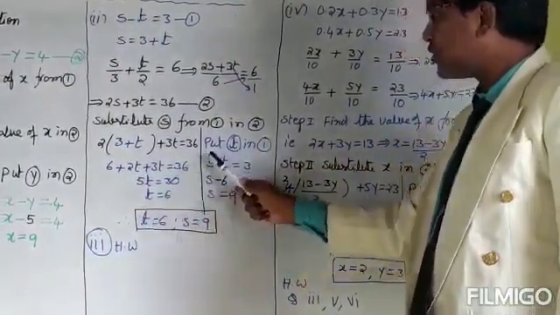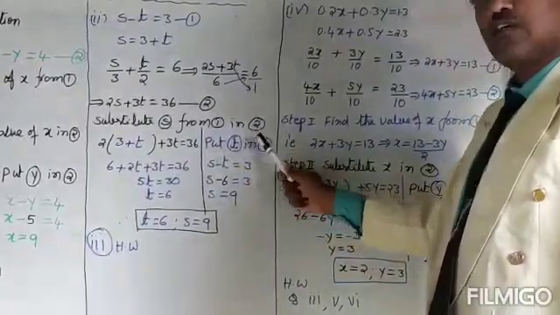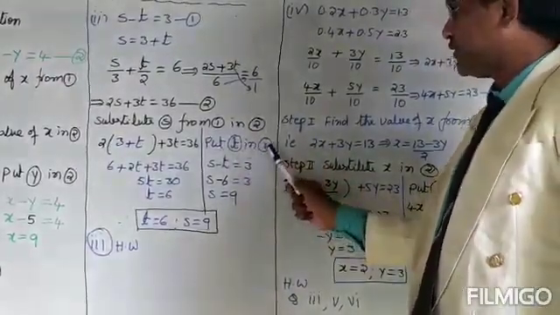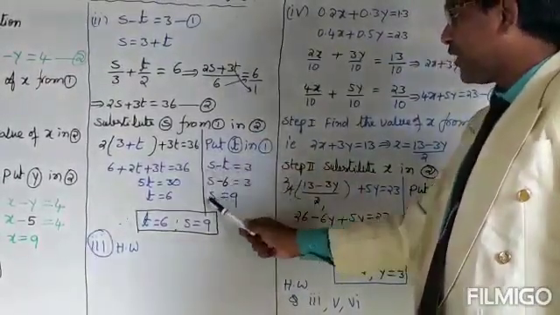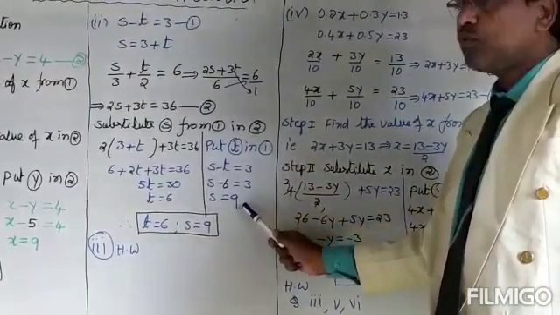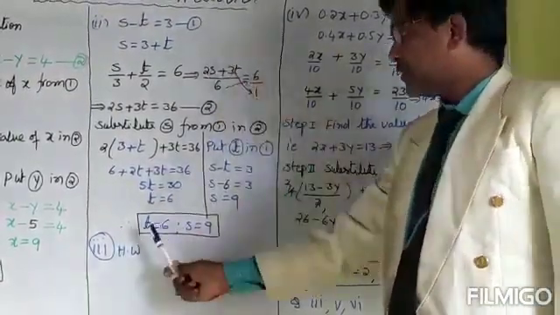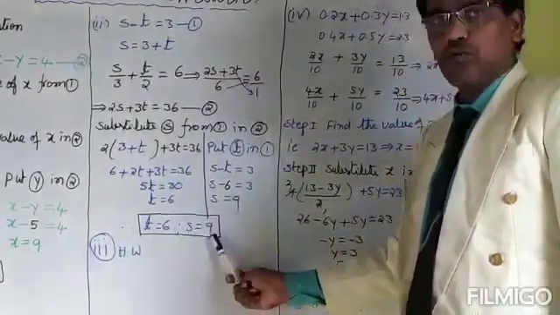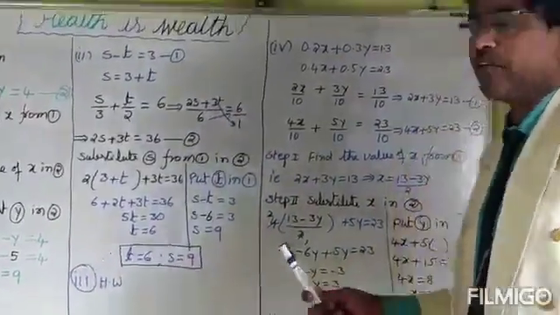This t equal to 6 you substitute in the second equation or the first. I substituted in the first. s minus t equal to 3, so you are getting s equal to 9. So the solution of these two equations is t equal to 6, s equal to 9. So the third model I am going to do is this one.